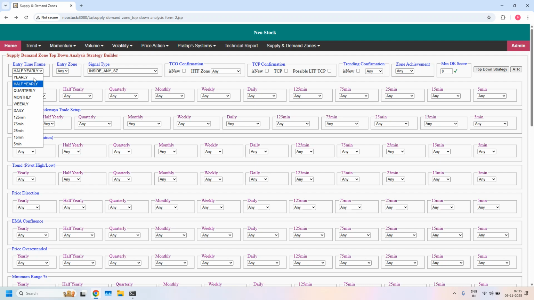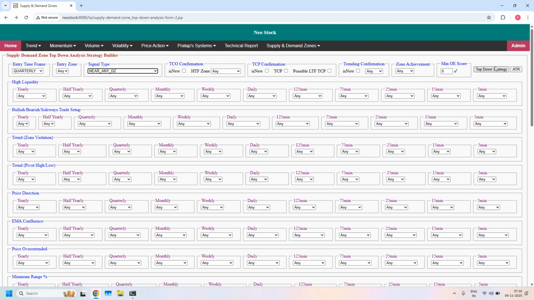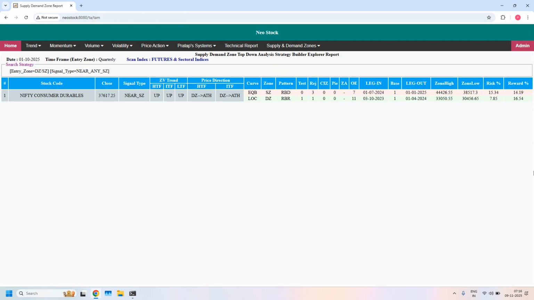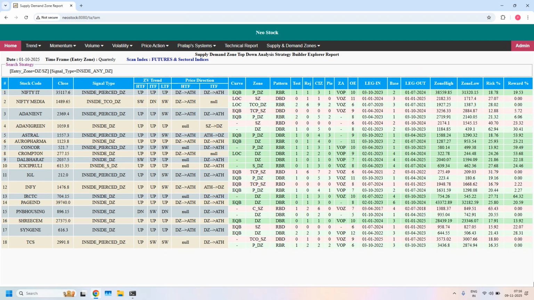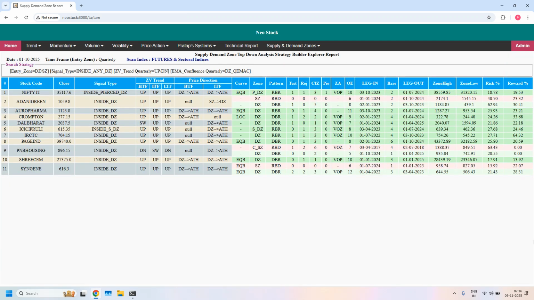Next time frame is quarterly, stocks near quarterly demand zone, no stocks. Stocks near quarterly supply zone, one stock we got. Next, price closed inside the quarterly demand zone. We got 18 stocks. We can further filter this list based on quarterly demand zone having quarterly EMA confluence. And also trend on the quarterly should not be sideways. It can be up or down trend. So we got 11 stocks.